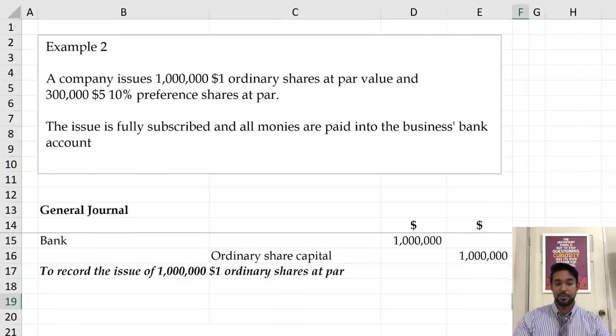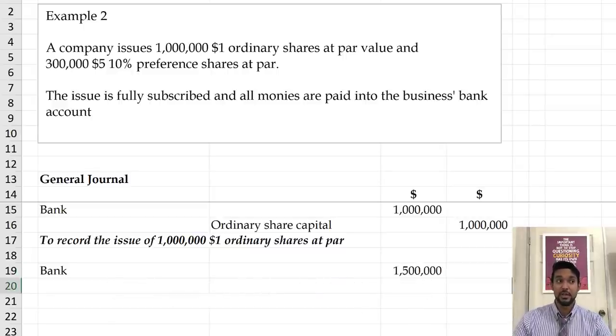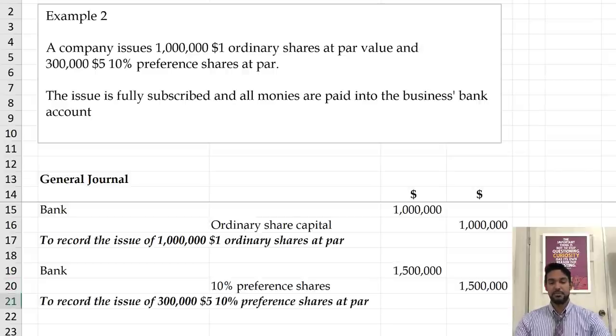The preference shares. So $300,000 by $5 gives us $1.5 million into bank. So bank is debited and preference share capital is increasing. And to record an increase in capital, you have to credit the share capital account. 10% preference shares, 1.5 million. And to record the issue of $300,000, $5, 10% preference shares at par. So once again, you can just pull exactly what happened in the transaction as the narrative.